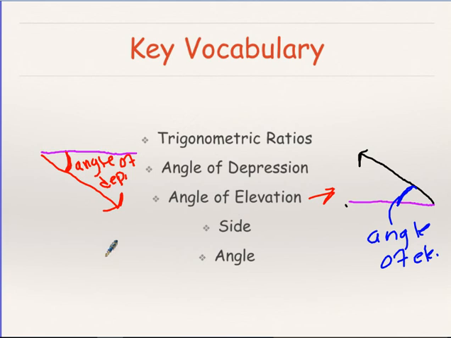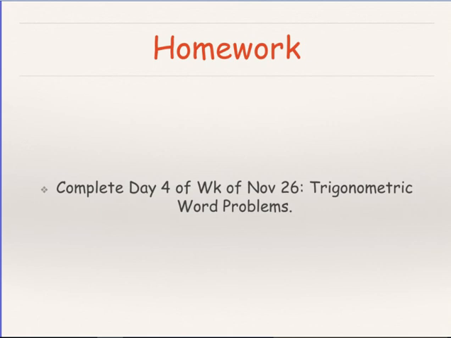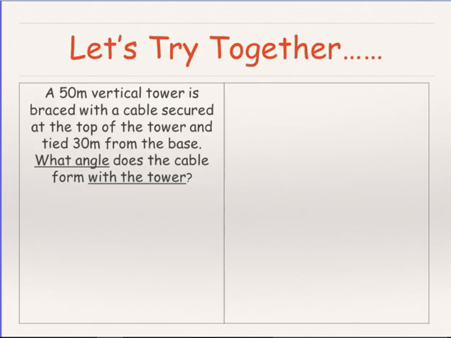A side would be the outsides of the triangle, and the angle would be on the inside of the triangle. And your trig ratios are SOHCAHTOA. You use your trig ratios when you know only one side, and then you need to find another side. You use Pythagorean theorem when you know 2 sides, and all you need to do is find the third side. So your homework for tonight is to complete day 4. Make sure you get that knocked out, or the next night rather.